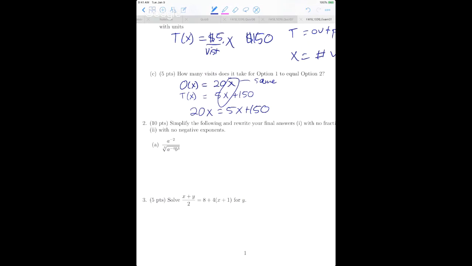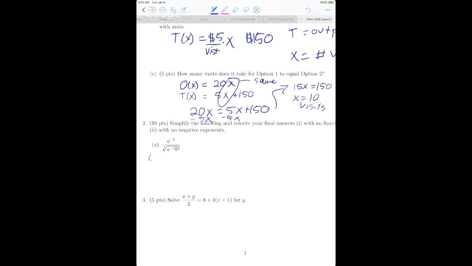Okay, maybe I'll subtract 5x from both sides and end up with 15x is equal to 150, or in other words, x is 10 visits. And that's how that one goes. All right, so we got two answers for this one.